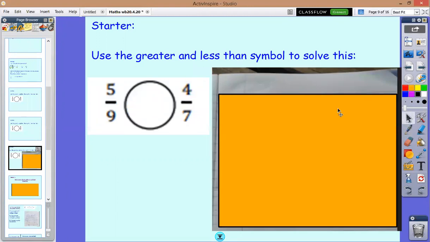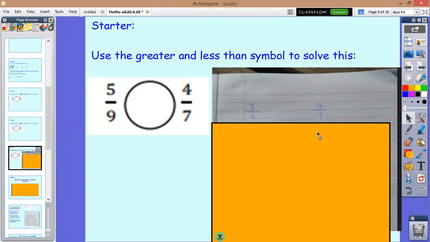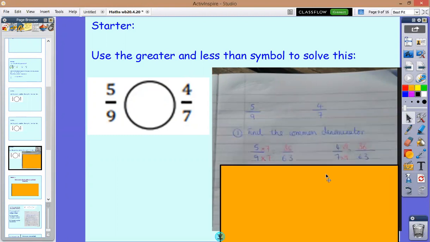So here is the answer. I've written out my working out how to do it. Hopefully you did the same thing. So you can see 5/9 and 4/7. You find the common denominator. So in this situation, 9 and 7, I'm just going to multiply the two together to find the common denominator, which was 63. And then what I do to the denominator, I must do to the numerator.